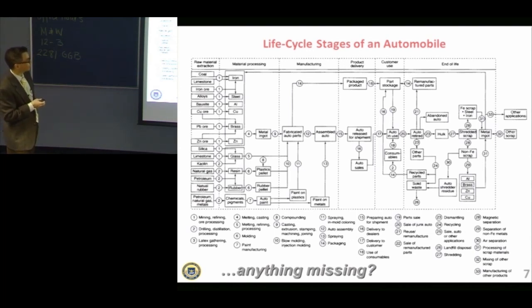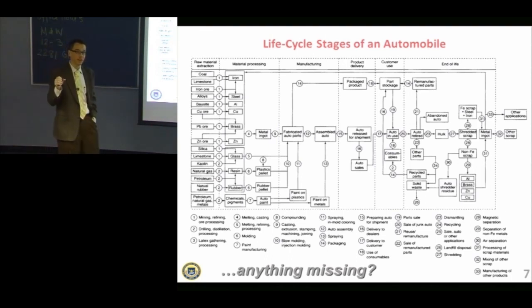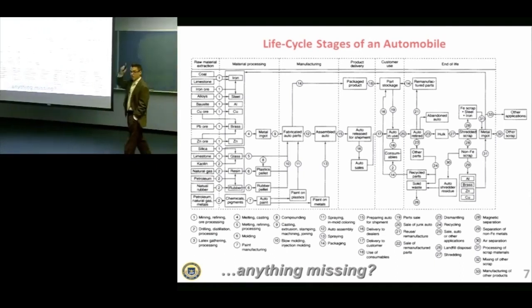Yeah, it's not explicitly said, right? This auto release for shipment implies it's getting on a truck, but clearly there's a lot of transportation going on here. If your iron is being mined in Minnesota and the steel is being made in Gary, Indiana, there's a boat in between, not listed here. So apparently you need a boat to make a truck.